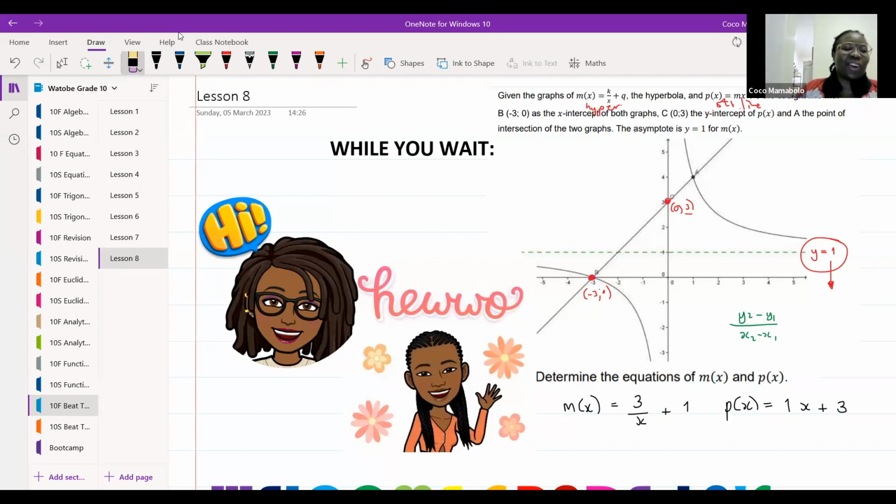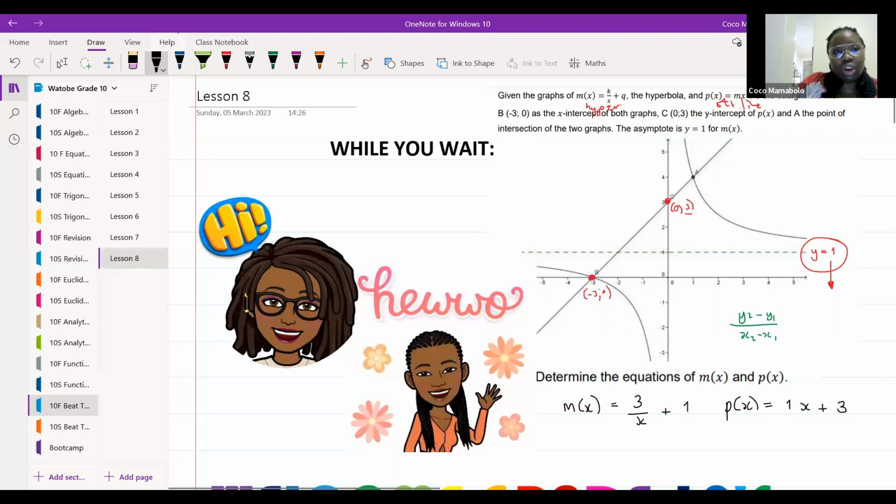So our two graphs that we're looking at, guys, are m of x is equal to 3 over x plus 1 and p of x is equal to 1x plus 3. Or you can just write x plus 3 because the gradient of 1 is the same as x. We don't have to write the 1 there. I like to write the 1 there so that they don't forget that I got the answer right. They must give me my mark. Okay. Well done, guys.